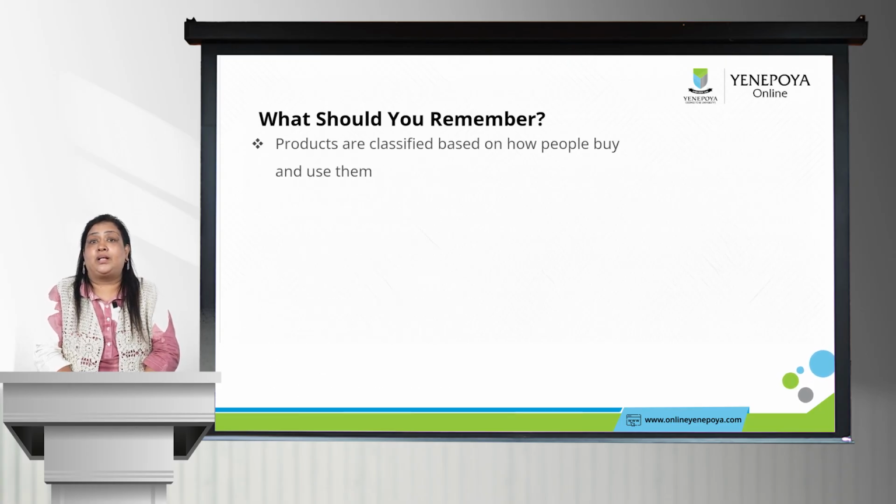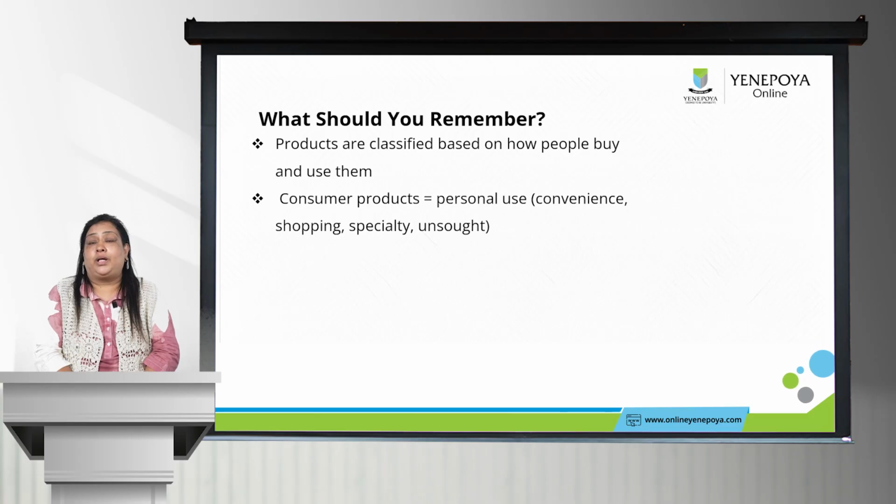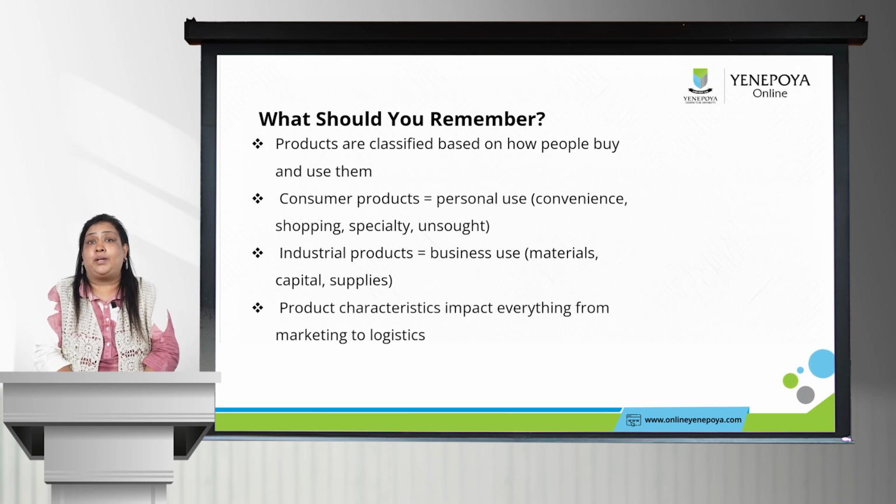Products are classified based on how people buy and use them. Consumer products are for personal use, like convenience goods, shopping goods, specialty goods, and unsought goods. Industrial products, the next category, are for business use. They are materials, capital items, and supplies. And product characteristics impact everything from marketing to logistics.